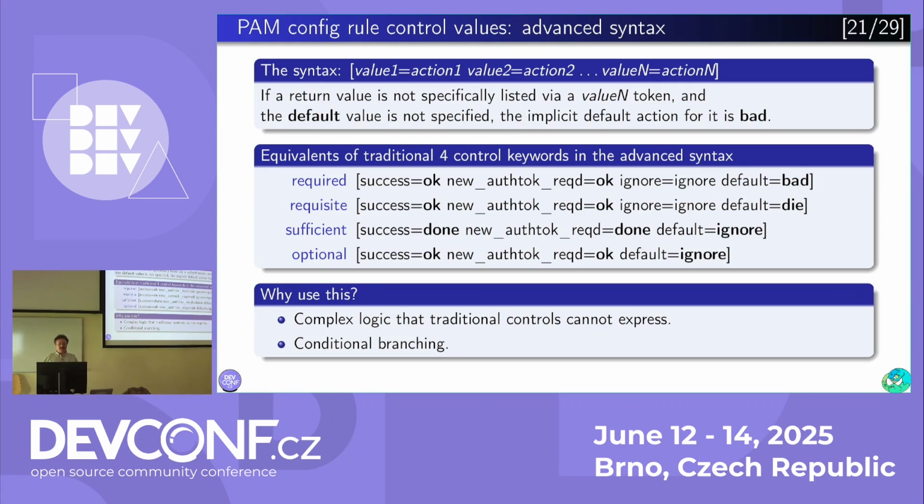So to understand what it means, required is essentially described this way. It is like OK in case of success, or when a new authentication token is required, and when the return value is ignored, then ignore, and all errors, all the rest, is treated as bad. This way you can define all these basic things. So this allows you to implement more complicated logic and even do conditional branching. But it's still not a Turing-complete language, so it's not that bad.